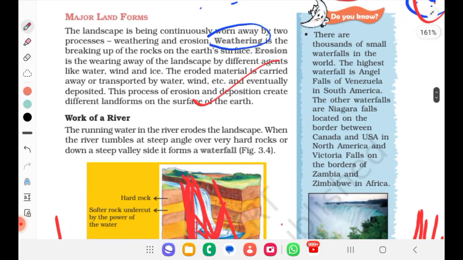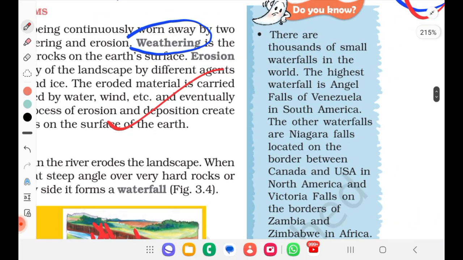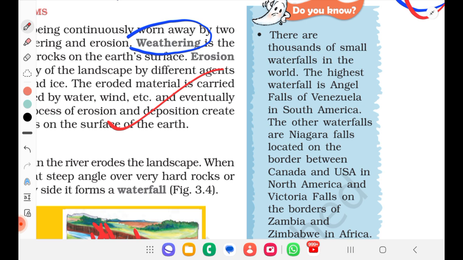One more, do you know? There are thousands of waterfalls in the world. The highest waterfall is Angel Falls of Venezuela. So the highest waterfall is in Venezuela. That is Angel Falls, South America.